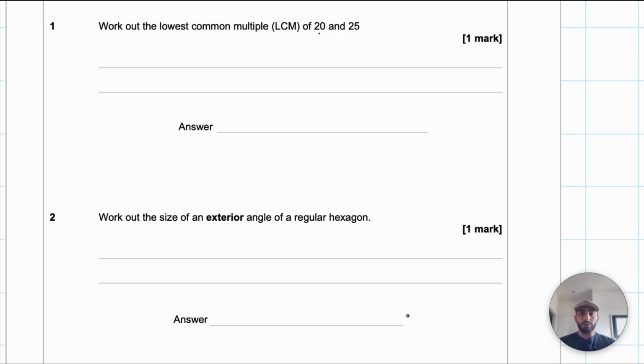We're going to list out our times tables of 20 and 25 and find the smallest one that is in both of their lists. So 20, 40, 60, 80 and 100. 25, 50, 75 and I would stop at 100 because you can see it's the smallest one in both of them.